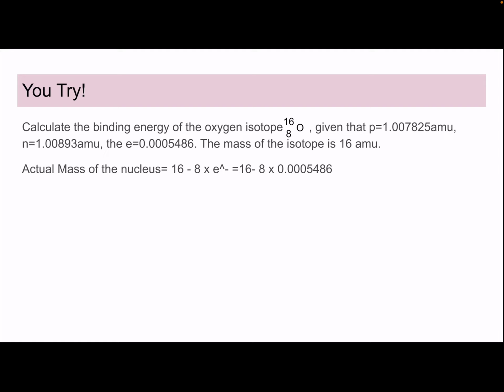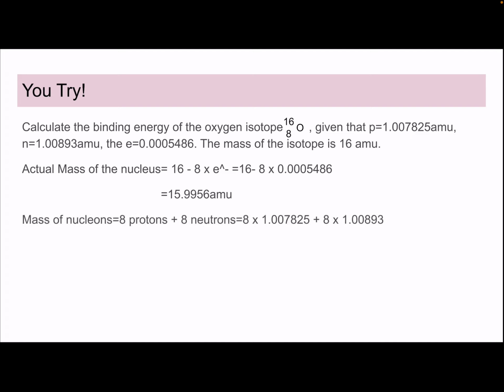There are 8 electrons because there are 8 protons. Again, it is a stable isotope, so if there are 8 protons, there are 8 electrons, and the former have positive charge and the latter have negative charge. So the actual mass is approximately 16, but not quite 16 because there are 8 electrons.